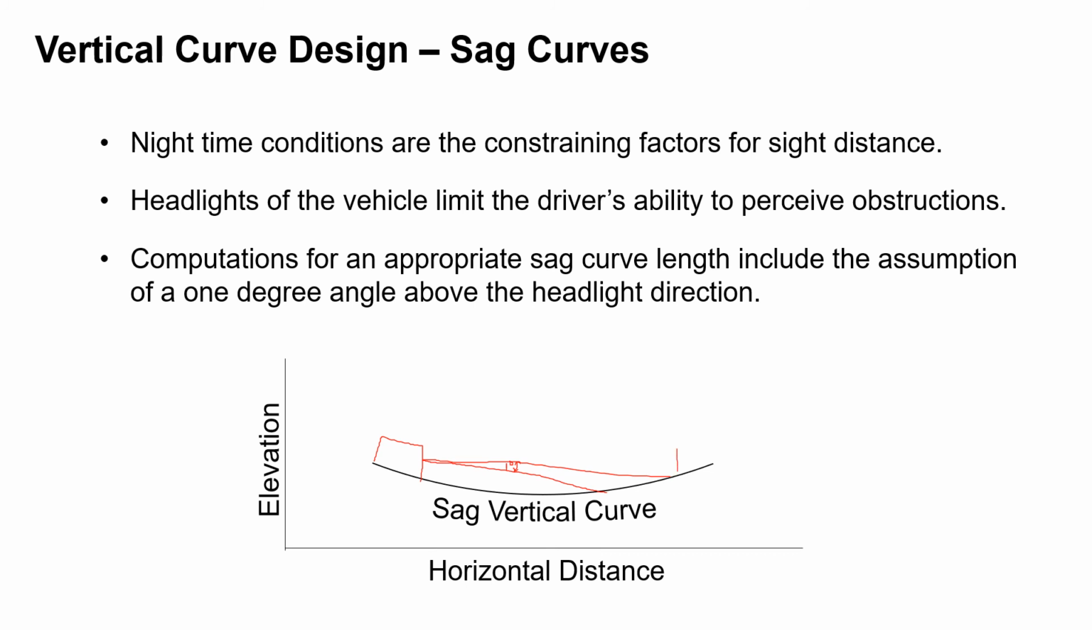So what we're worried about for a sag vertical curve is something in the roadway that the headlights of the vehicle don't illuminate. As the vehicle moves through the curve, the vehicle's headlights illuminate what's on the curve, and hopefully a driver can see and react to any potential obstruction there. Obviously, street lighting and roadside lighting can help with these types of situations, but here's our standard assumption for sag curves, where the headlights of the vehicle are actually providing that ability to see something on the other side of the sag vertical curve.